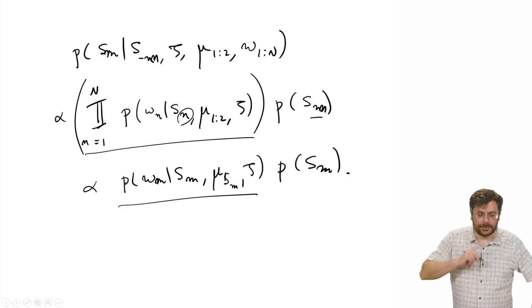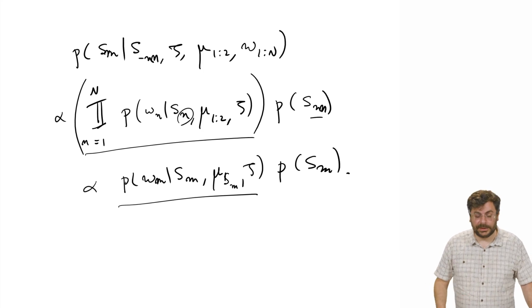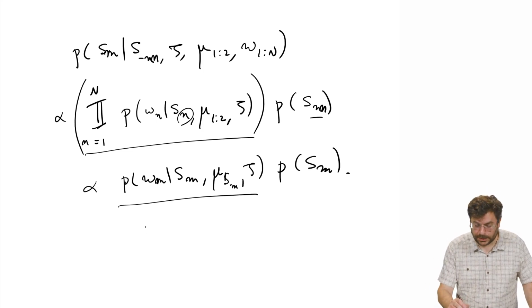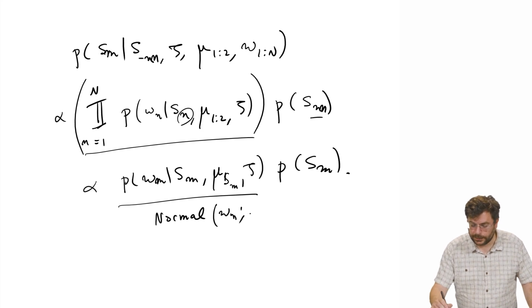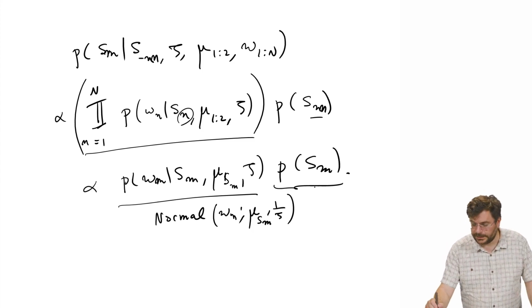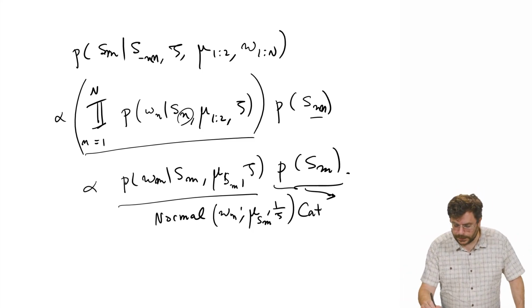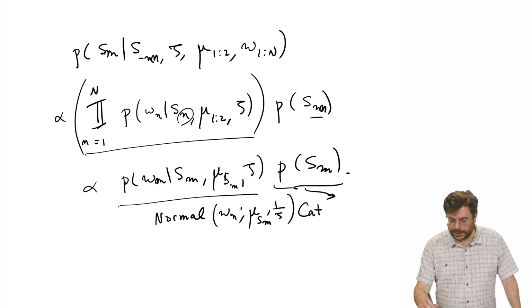What is this guy going to be equal to? Well, this will be a Gaussian, a normal Wn centered on mu sub Sm with precision 1 over tau. And what is this going to be equal to? It's going to be a categorical. And that categorical will have two terms.